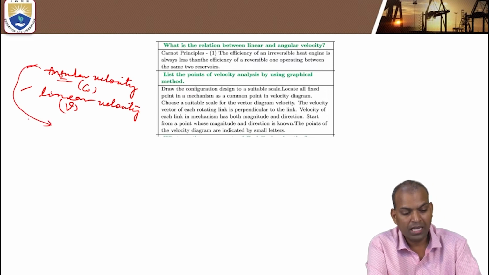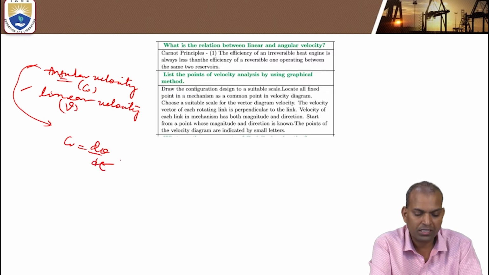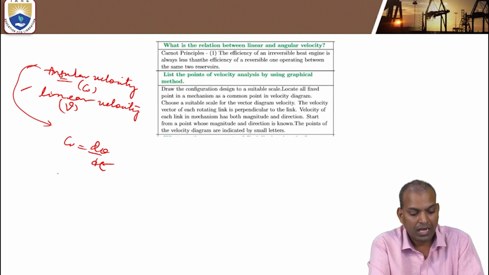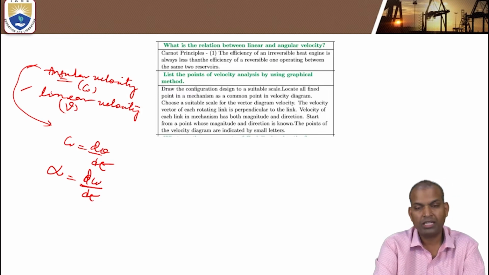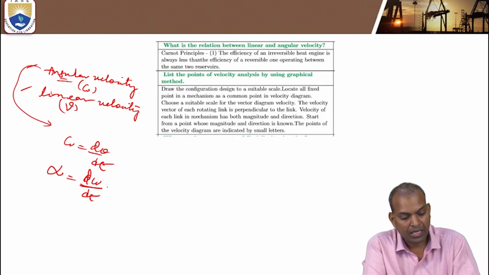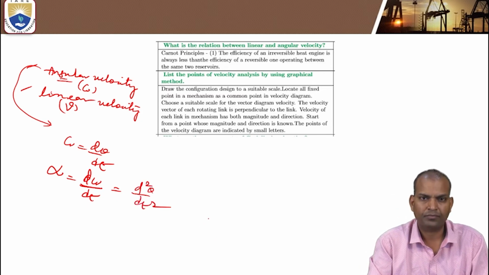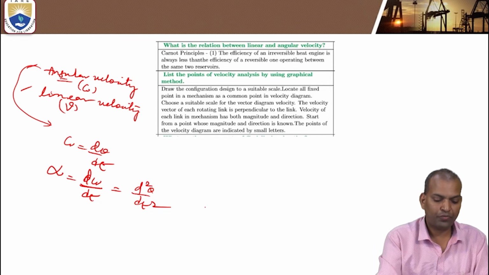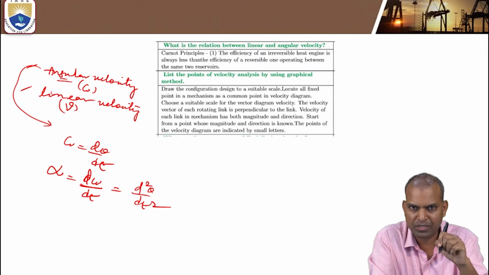Then again, what is the angular velocity? Angular velocity equals d theta by dt. That is the rate of change of angular displacement. And angular acceleration alpha equals d omega by dt. The rate of change of angular velocity is known as angular acceleration. Now this angular acceleration can also be written as d square theta by dt square. So, in order to find out the angular velocity, we need the angular displacement.